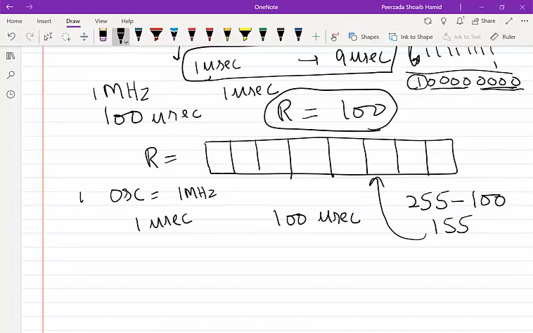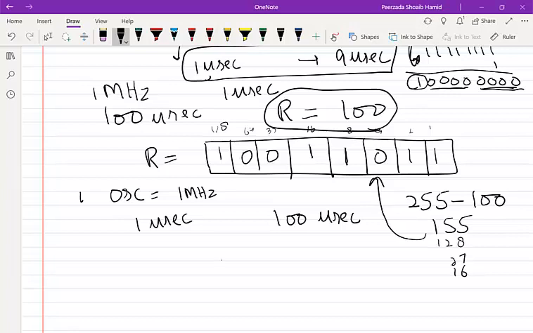The binary equivalent of 155: 1, 2, 4, 8, 16, 32, 64, 128. It will be equal to 128, plus 16, 8, 2, 1. So we will load this counter register with the value 1001 1011.